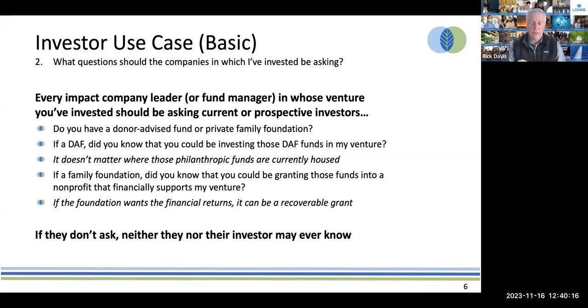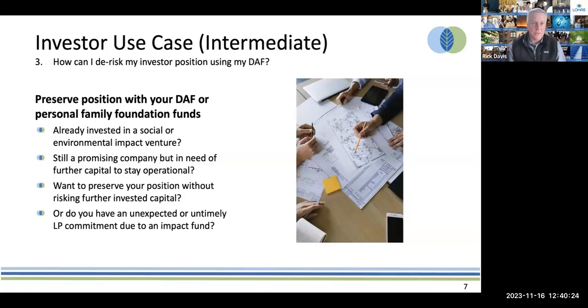Okay, why don't we keep going? We can always circle back to any of this stuff as we move along. So, sort of moving up the sophistication spectrum. If you're an investor, one of the things we hear a lot about is de-risk. How do I de-risk my position using my DAF? And what I think of it often is, how do I preserve my position using my DAF?